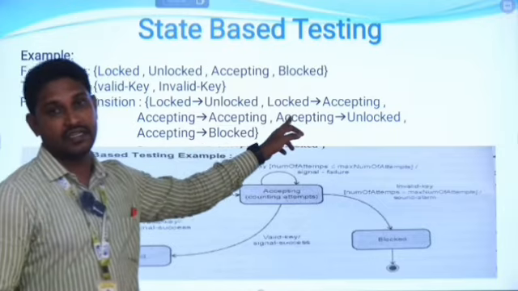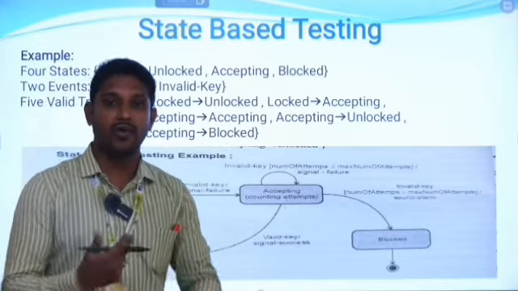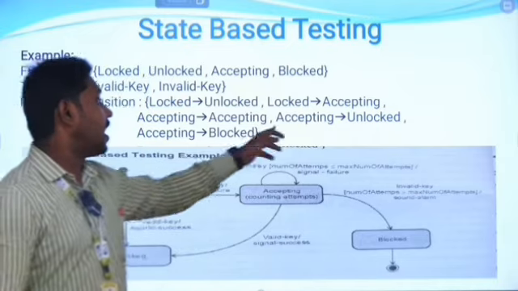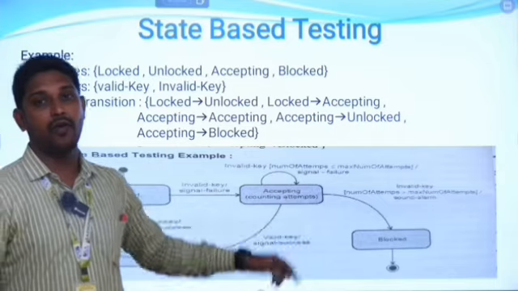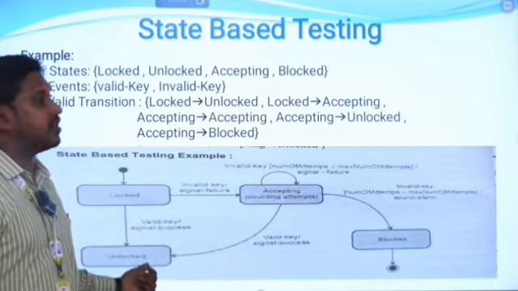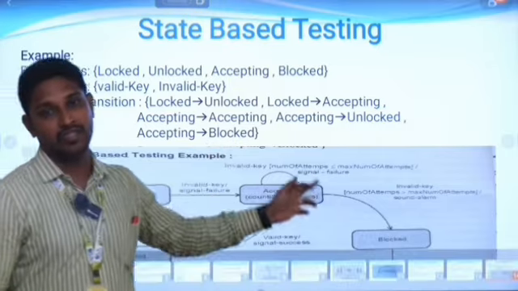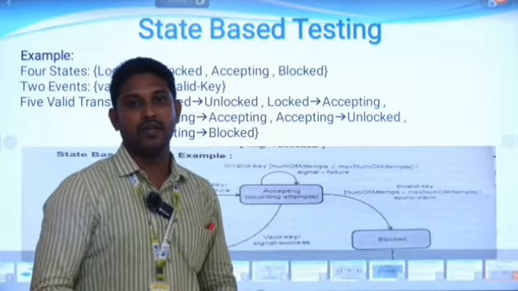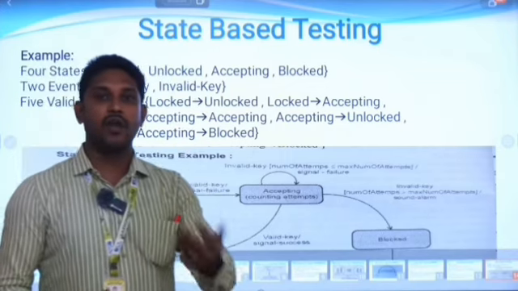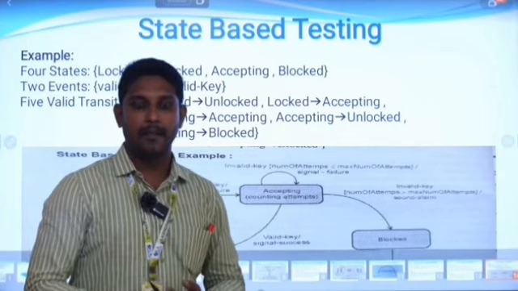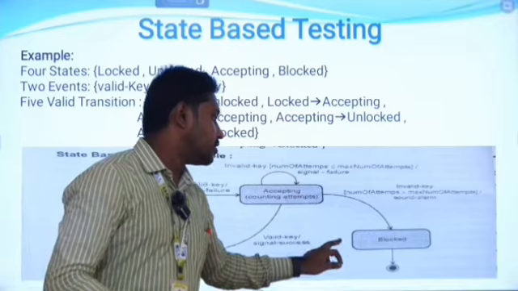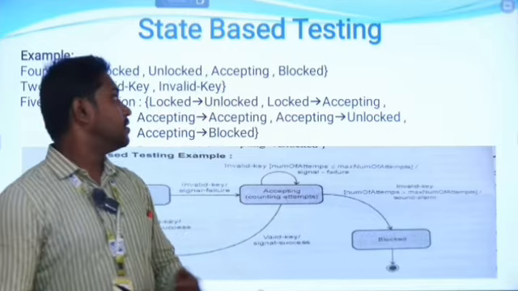Next, accepting to accepting state. From accepting state to accepting state, we are going to have more attempts. Then accepting to unlocked. If in the second attempt we give a correct username and password, this accepting state will move to the unlocked state. And the final transition is accepting to the blocked state. If you reach the maximum attempts, you will get an error message like your account or your login is blocked, and you can meet the nearby bank or contact bank customer service. So it will move to the blocked state. This is how state-based testing is done.